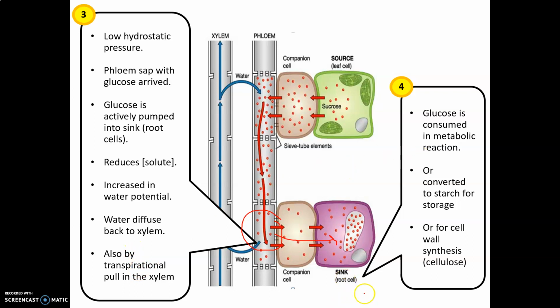Dan now dekat dalam sink cell apa yang berlaku, glucose is consumed in metabolic reaction ataupun converted to starch for storage or for the synthesis of the cell wall, iaitu cellulose. So ada tiga benda yang berlaku. Sama ada dia akan dikonsum dalam cellular respiration, ataupun dia akan converted kepada starch untuk the storage, ataupun dia tukar kepada the element of the cell wall, iaitu cellulose lah. Itulah the function of glucose ataupun sucrose.